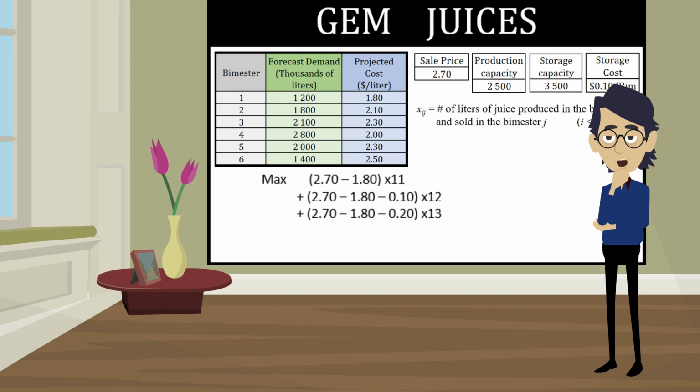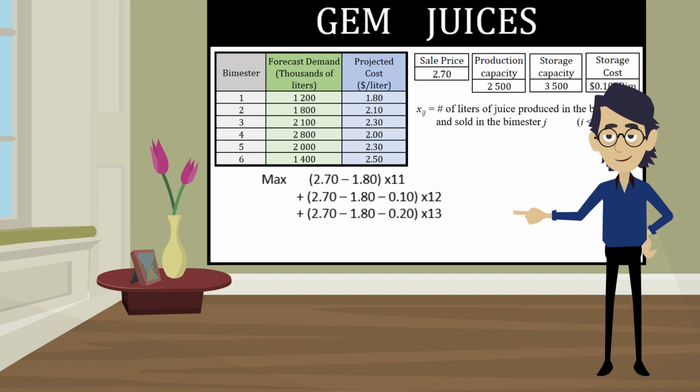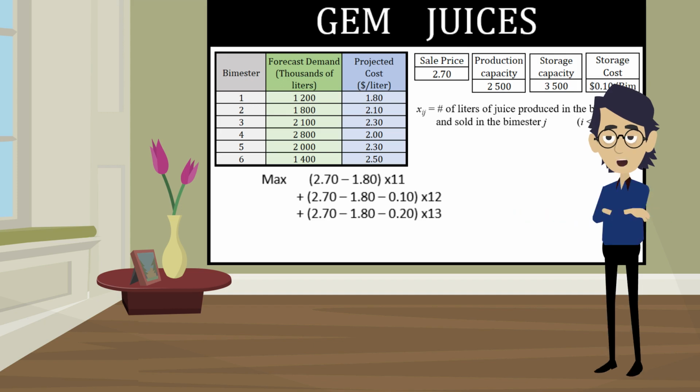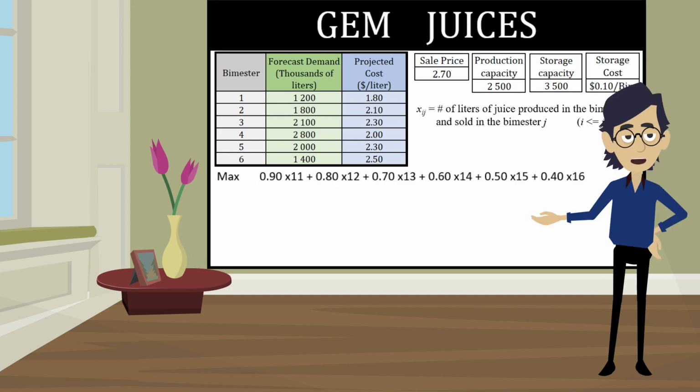For each liter produced in the first bimester and sold in the third bimester, our profit will be 70 cents. This is because we must pay storage costs for 2 periods. Continuing with this reasoning, then we will earn 40 cents for each unit produced in the first bimester and sold in the sixth bimester. Rewriting this expression, we conclude that the first 6 terms of the objective function are.